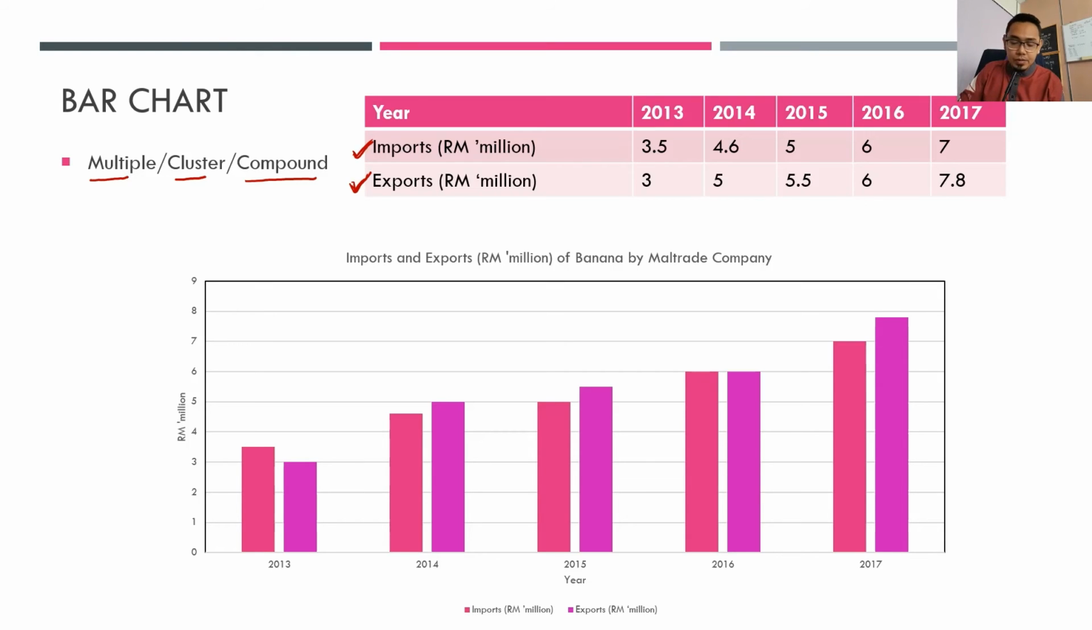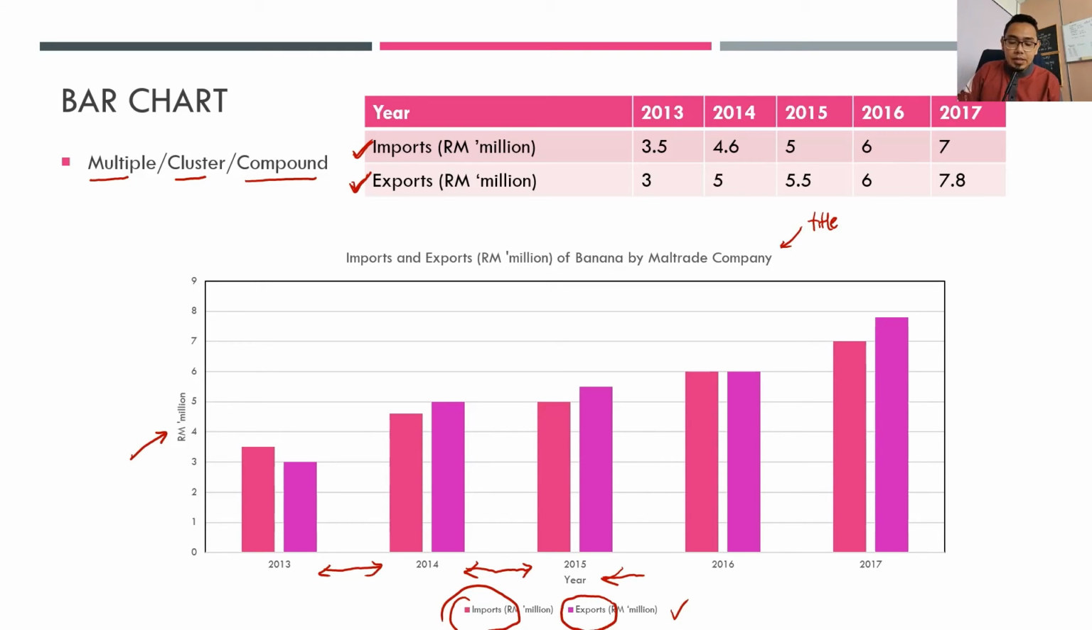I'm gonna stress that this title is very important. Refer to your question. If the question is about imports and exports of banana by multi company, then you write the title over there. Don't forget to write the title. In the assignment, most of the students forget to write the title, and forget to put the label for the x-axis and also y-axis. Please take note that between years there have to be gaps, and then we should label. So the pink color is actually the import and the purple color is the export, something like this.